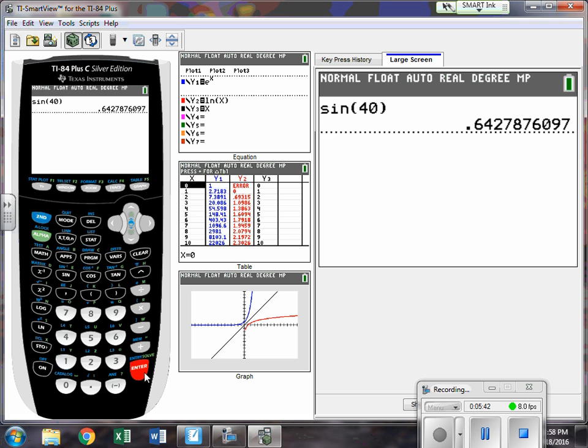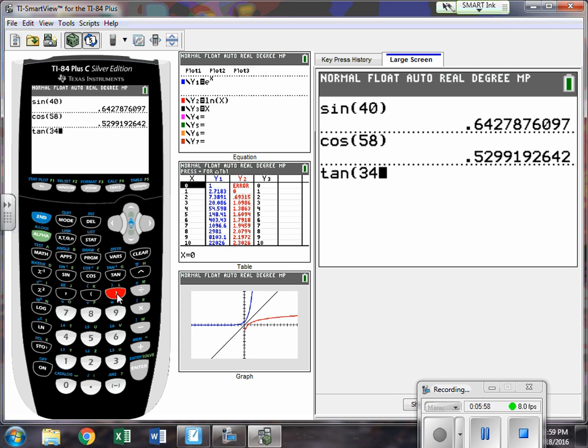Okay, type in the cosine of 58 degrees. We get a value. If we wanted the tangent of 34 degrees, we can type it in and see what we get.